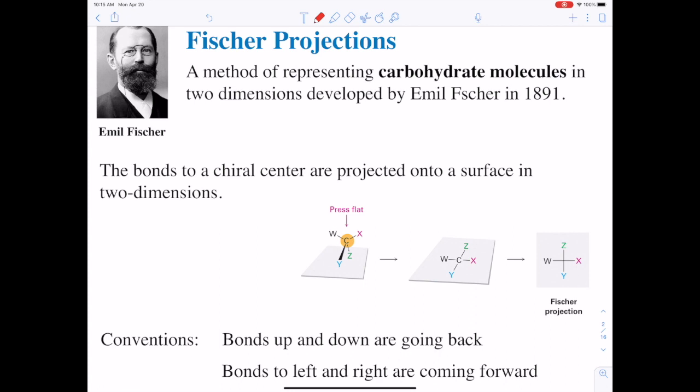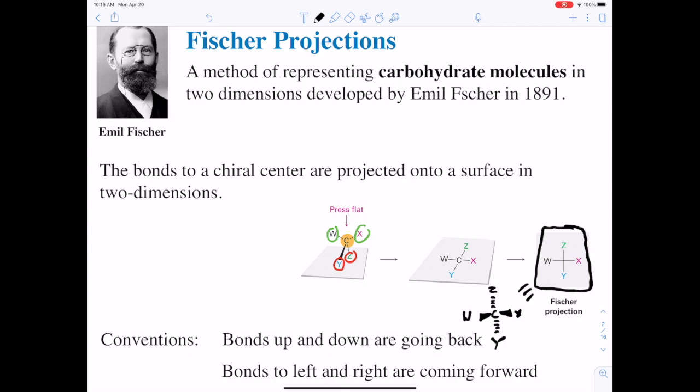What is important is that when you do so, the up and down are going back and the left and right are coming forward. And so when you see this figure, it looks two-dimensional and simplistic, but the way you understand that there's three-dimensional indications in this figure is you recognize the convention. This figure here is equal to this group going back and this group going back, and on the left and right, the groups are coming forward.